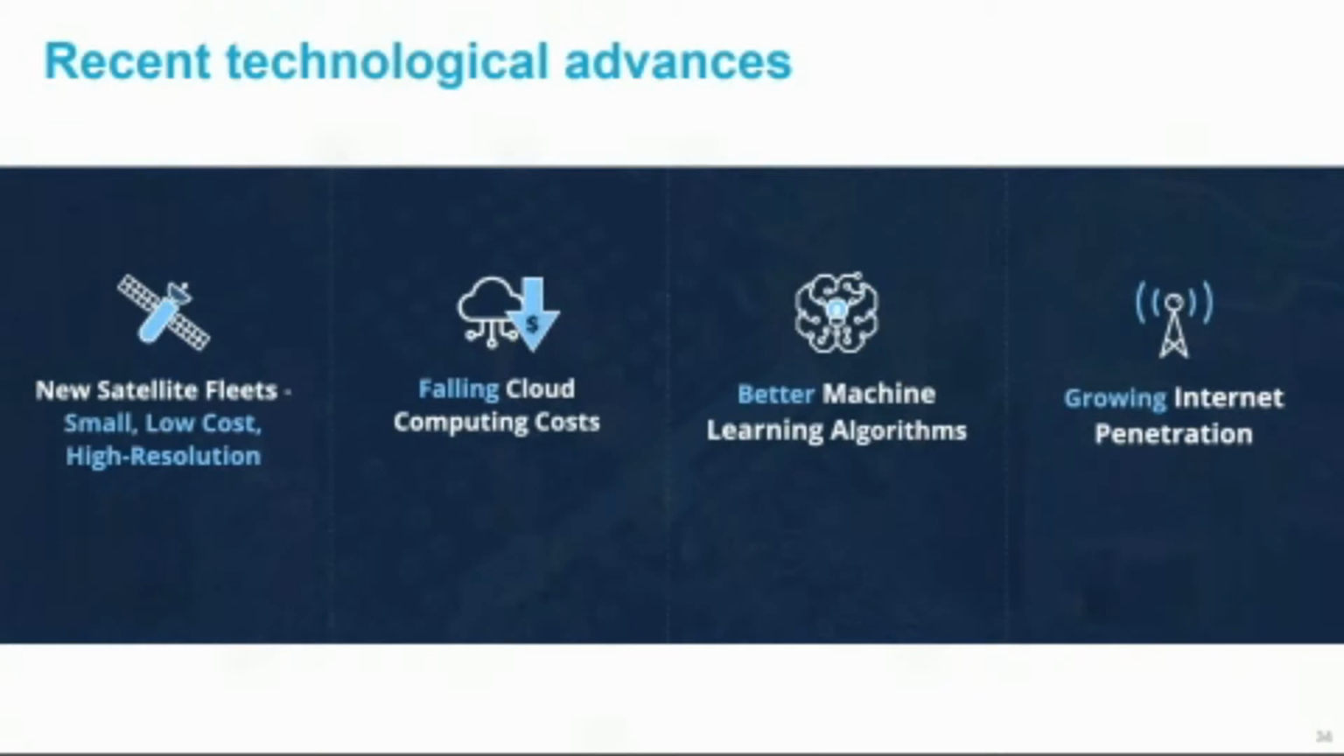Fortunately, there have been several recent technological advances in just the past 5 to 10 years that are rapidly improving our ability to map accurately in these systems. These include the launch of many new satellites that are providing low-cost data that are high resolution and frequently updated. The rising power and falling cost of cloud computing, which you need to handle such large volumes of imagery, and then really rapid increases in the quality and capability of machine learning algorithms, together with growing internet penetration through cell phones that allows you to collect lots of training data for these algorithms.